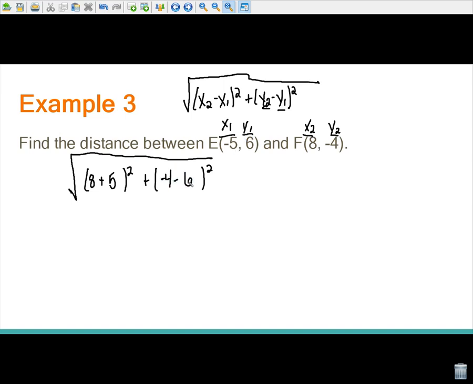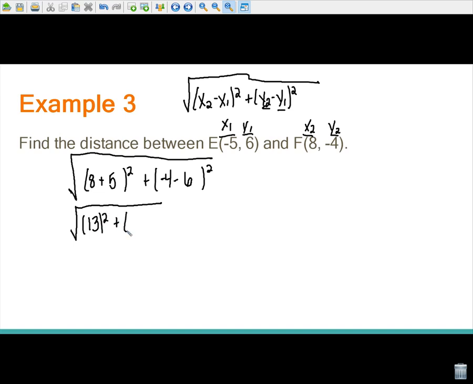-4 minus 6. Okay, so this is how we're going to set this up. Again, put this in Desmos. As long as it is in there correctly, you should get the right answer. The biggest part of this is just setting up these problems. Okay, so 8 plus 5, that gives us 13.